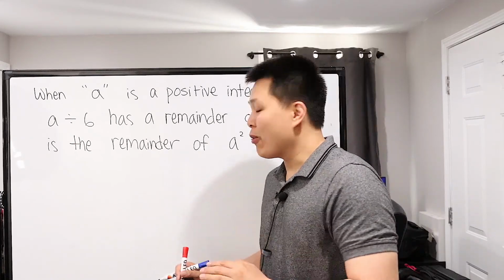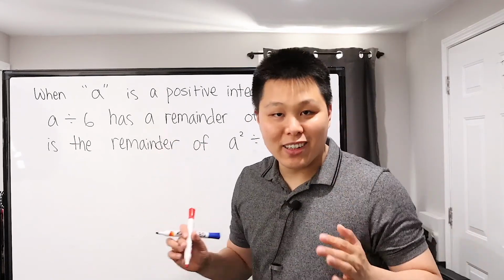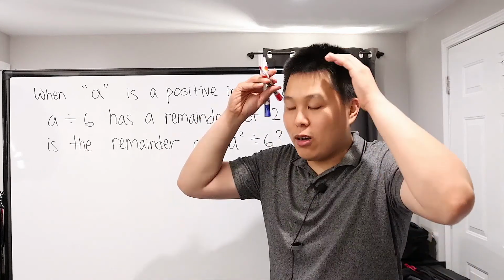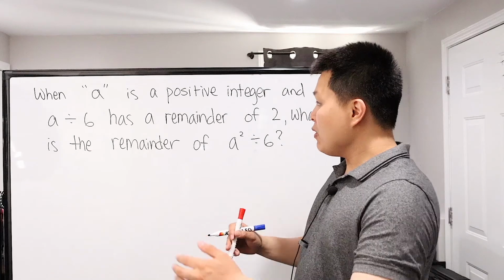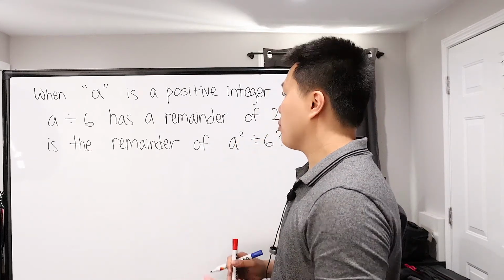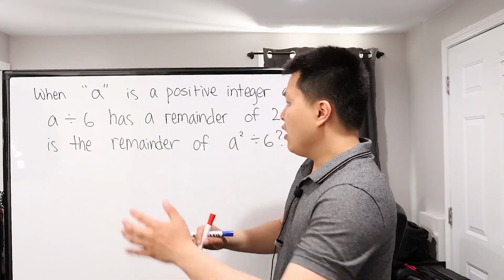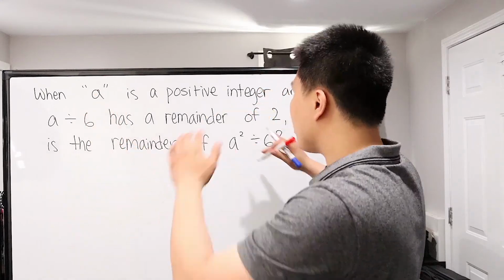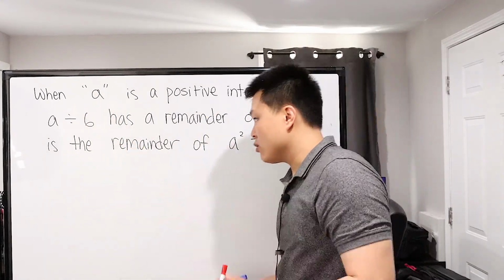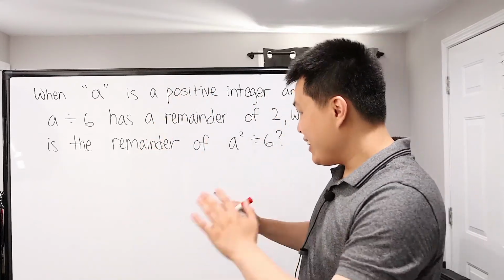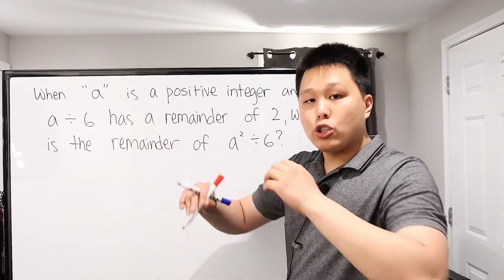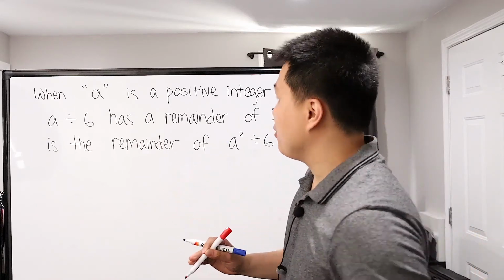Now, here's the thing. With a problem like this, especially in a standardized test, you're just like, oh my god, what the heck do I do? Where do I even start? Some of us might just jump right in and do some complicated math to generalize this so that we know it's always going to be a remainder of 2, and then square it and all that nonsense. Not necessary. In this case, you're going to choose a number. Make your life simple.